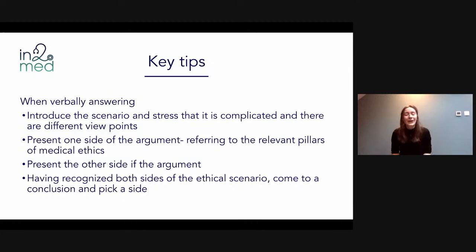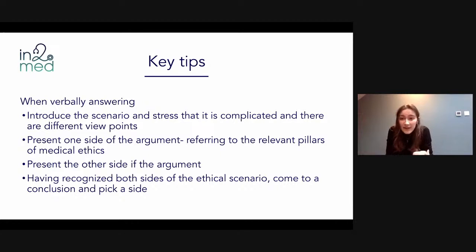So what I would do is go over the scenario a little bit and stress that I know that it's complicated and that there are going to be different points of view. And I would then decide to present the two different sides of the argument, considering the for and against based on those 4 pillars of medical ethics.